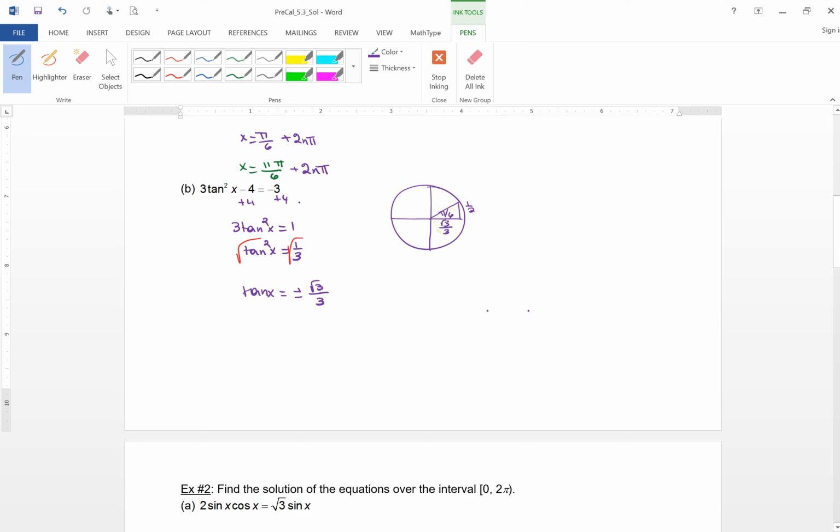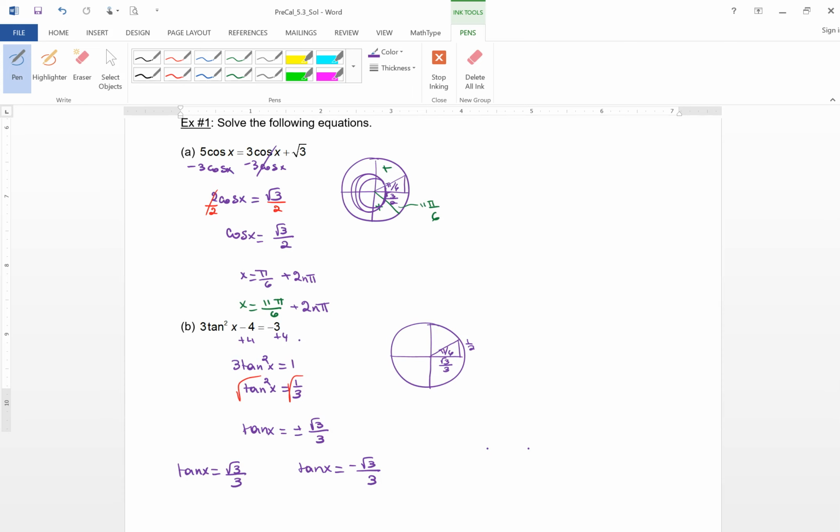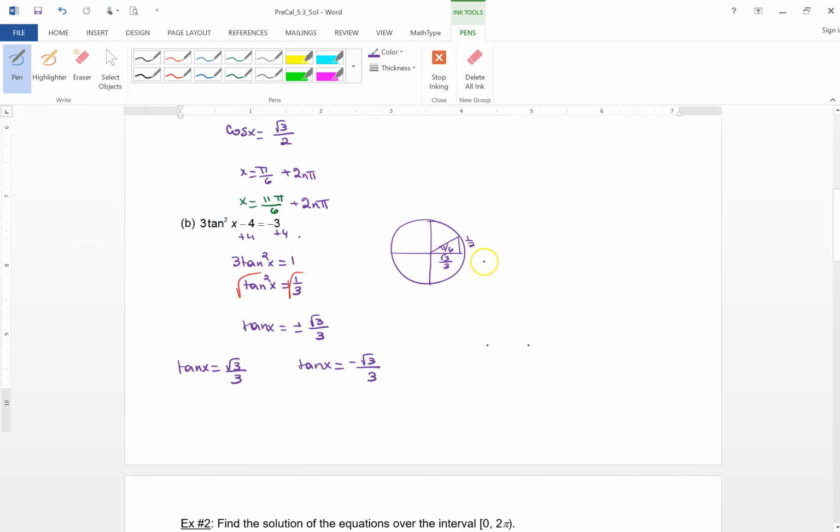All right? Now, hang on. So here I have that tangent of x is equal to positive root 3 over 3. Tangent of x is equal to negative root 3 over 3. Why is that one? Because this one we took a square root. The other one wasn't squared. So when you take the square root of both sides, it's always plus or minus.